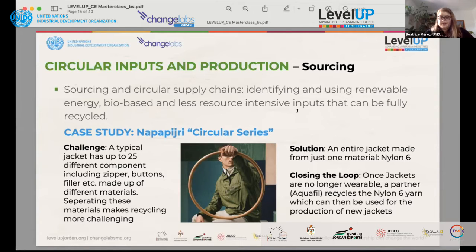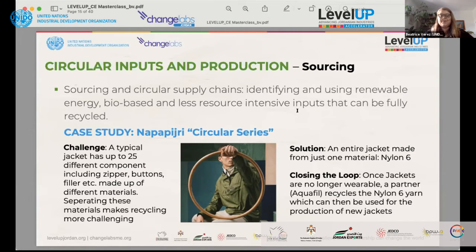So that's from the filling to the buttons to the zippers. And then to close the loop, once the jackets aren't wearable anymore, they've partnered with another company called Aquafil, which recycles these nylon 6 yarns so that they can then be used again to produce exactly the same jackets. So when we talk about closing the loop, that is a pretty perfect example of that.